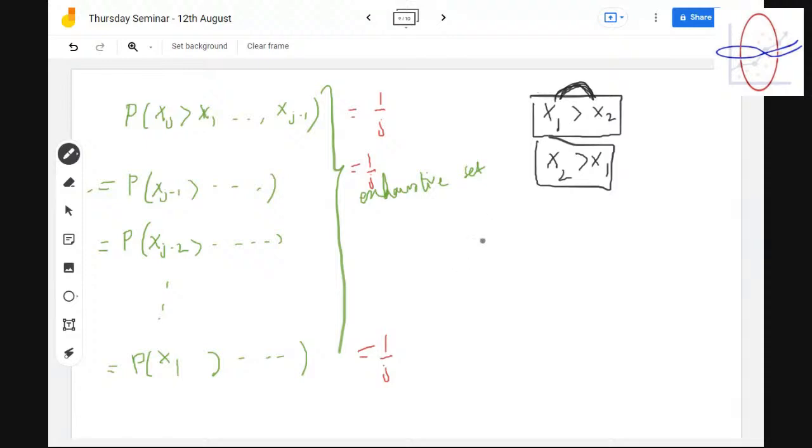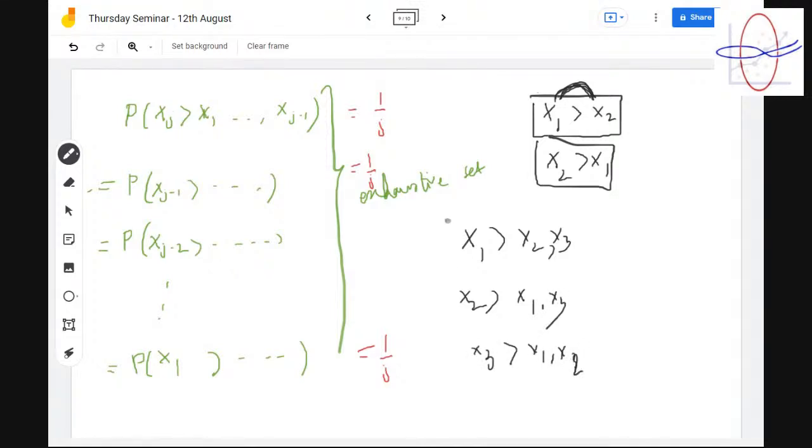Similarly, for more than one random variable, one of them will be the maximum. So let's say x1, x2, x3 here. Either x1 will be the maximum, or x2 will be the maximum, or x3 will be the maximum, right?